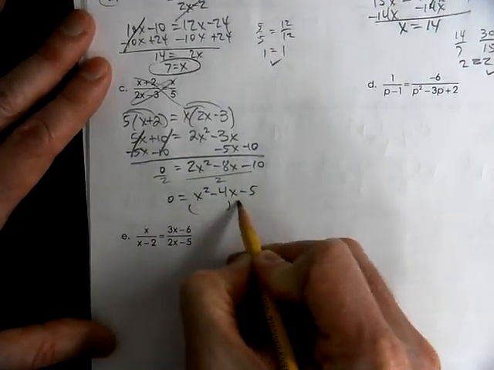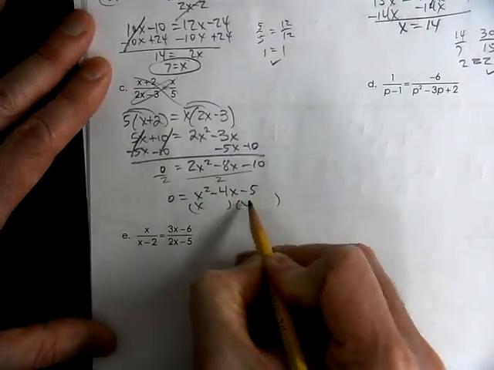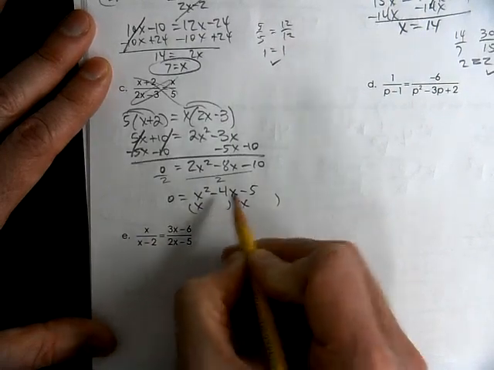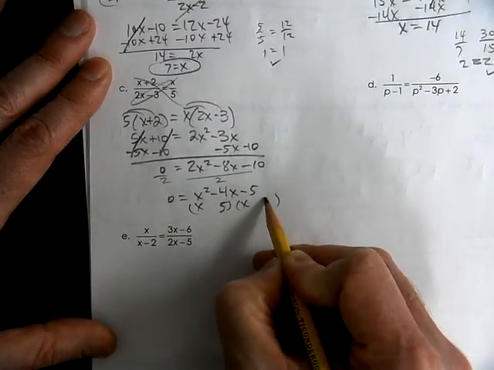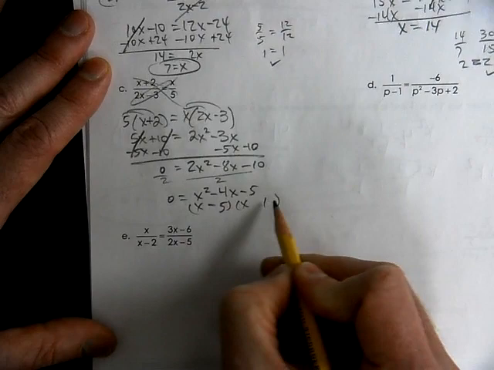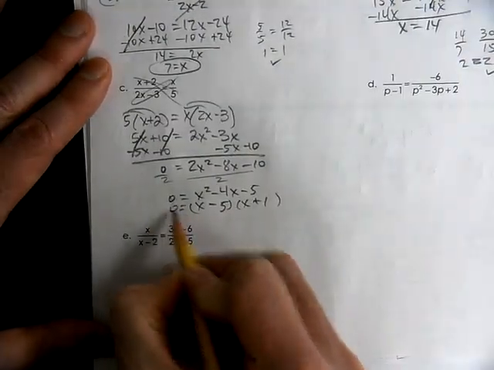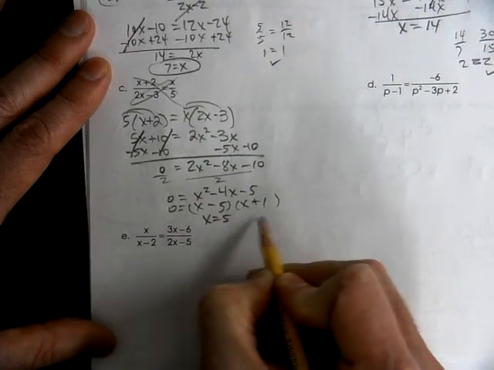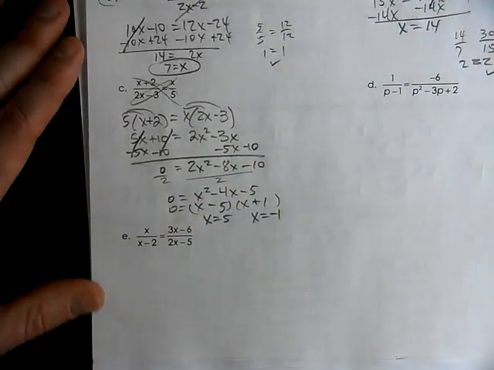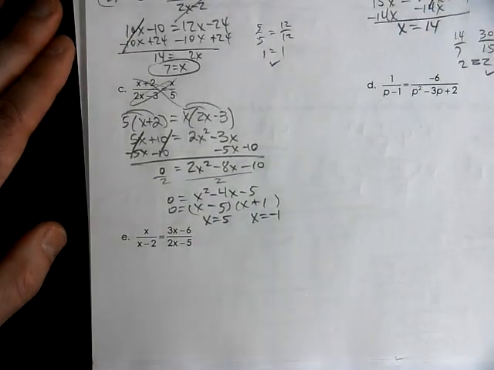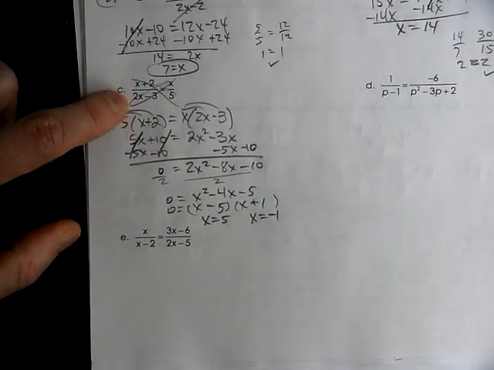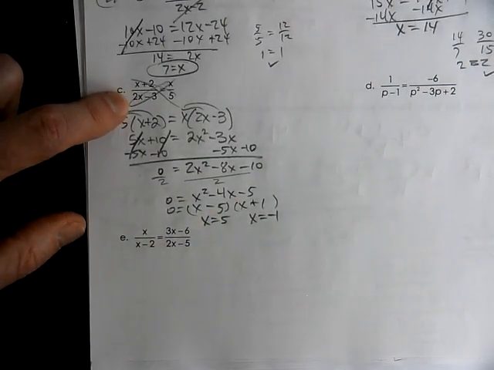So I notice that I have my parentheses that multiply to be x to give me x squared, and then two numbers that multiply to be 5 but add to be 4. So I get x equals 5 and x equals -1. Do either of those answers give my denominator a 0?